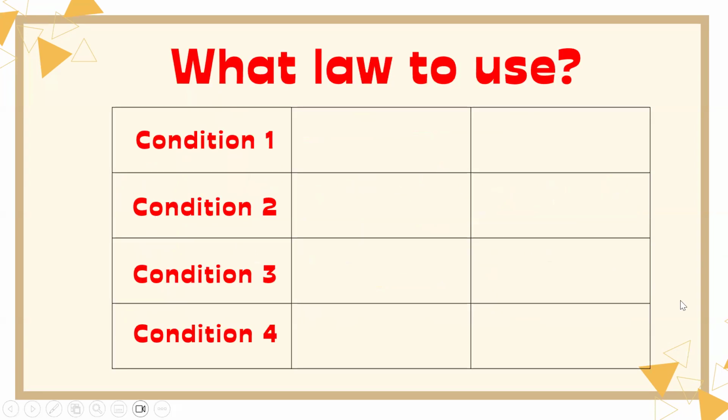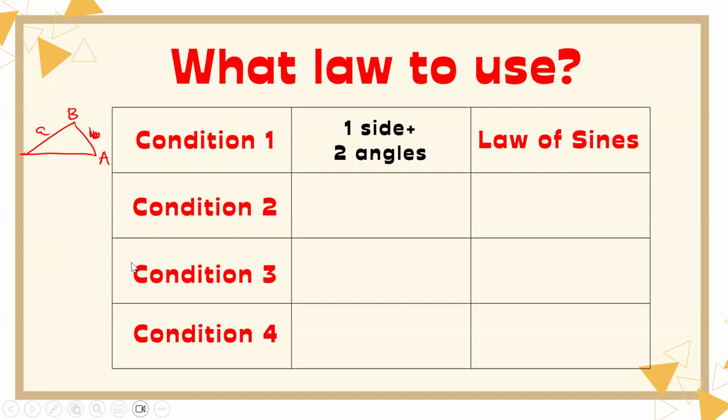Now, again, when do we use the laws? In condition 1, if you have one side and two angles, if you're given one side and two angles A and B, we will be using the law of sines.